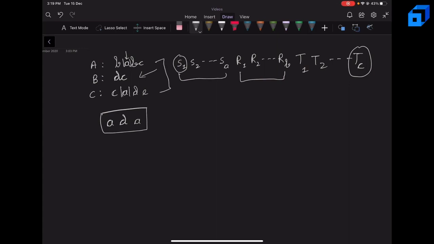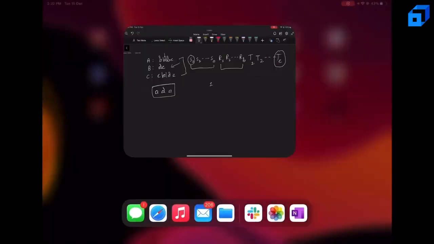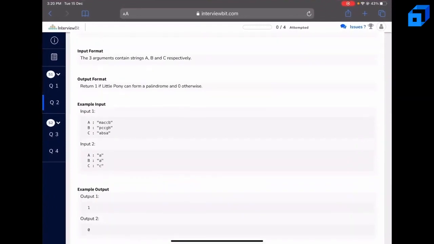But we do not have a common character, so for that case, we cannot form a palindrome. So now the idea is simple: we just need to check if A and C have a common character. For example, here you can see that the string A is MACCB and string C is ABSA. So we could select A from both these substrings and we'll get a palindrome, or we can also select B as well.